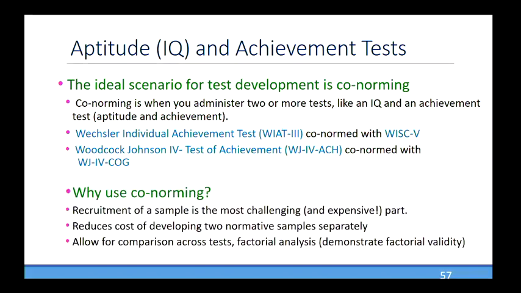Why use co-norming? Well, recruitment of a sample is the most challenging and expensive part of test development because you want to make sure it's representative of the general population. It reduces the cost of developing 2 normative samples separately, and it also allows for comparison across tests and in particular factor analysis. So can you differentiate between specific abilities and show that they hold factorial validity? That should be a term that you're familiar with. So does it load just against that factor or against some other ones?